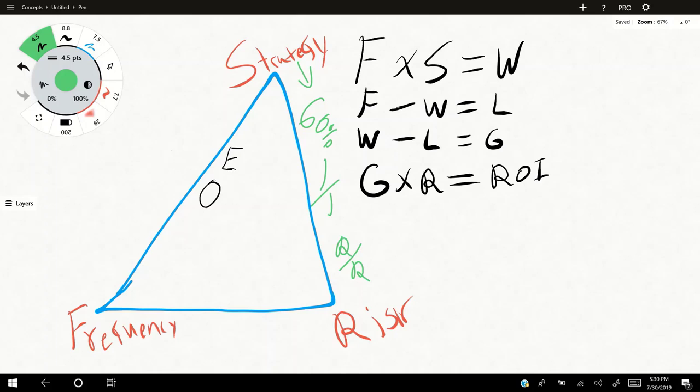So this isn't necessarily the best trading strategy in the world, but let me show you what you can do with it. With this 1-to-1 risk reward, let's move on to risk now.